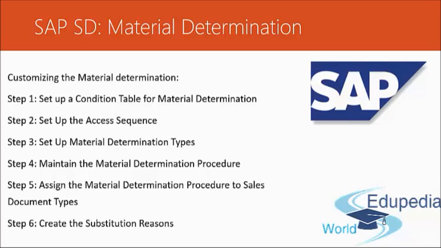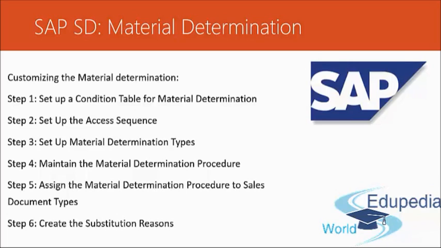Since we have discussed the condition technique in detail in one of our previous lectures and applied it a number of times while configuring various basic functions such as pricing determination, partner determination, text determination, and output determination, we will just summarize the material determination customization and focus on substitution rules customization.